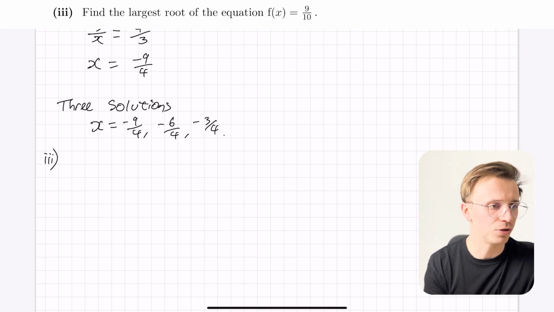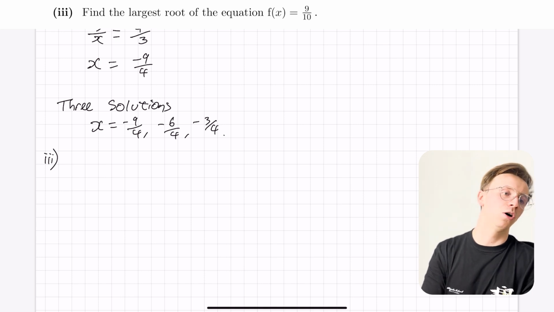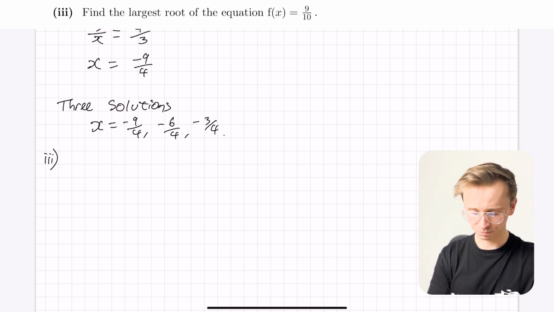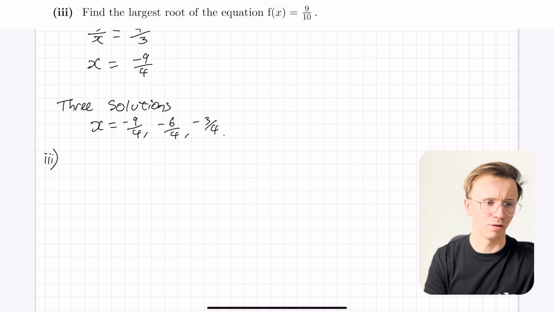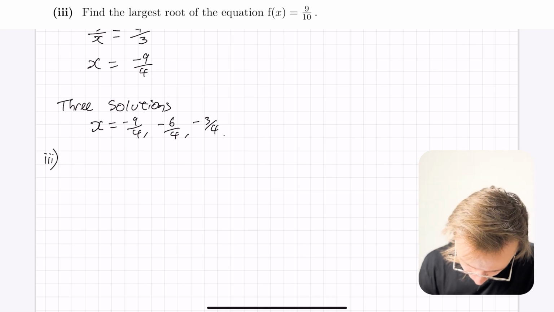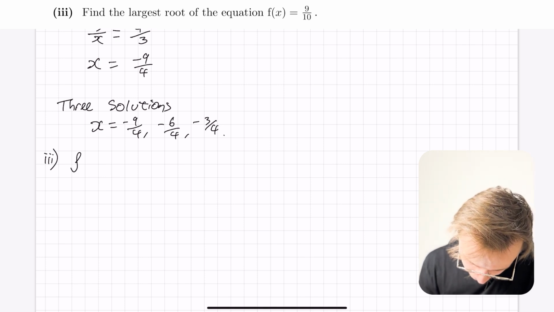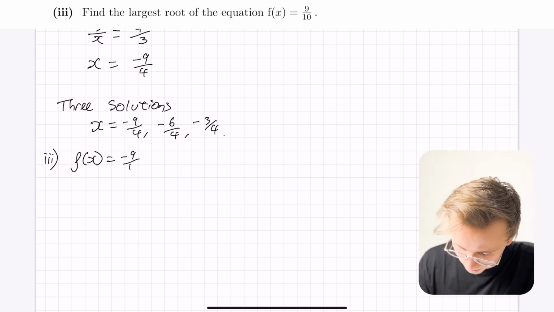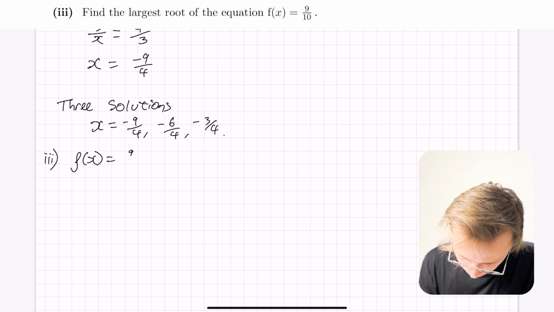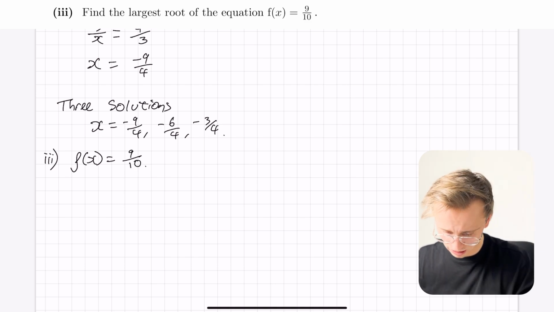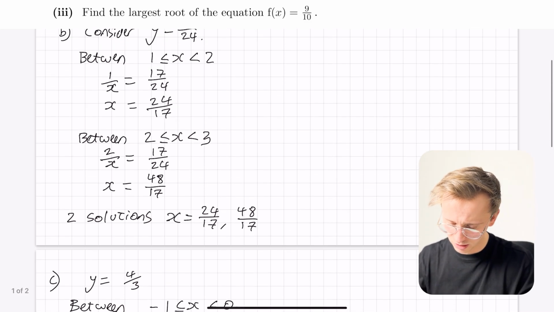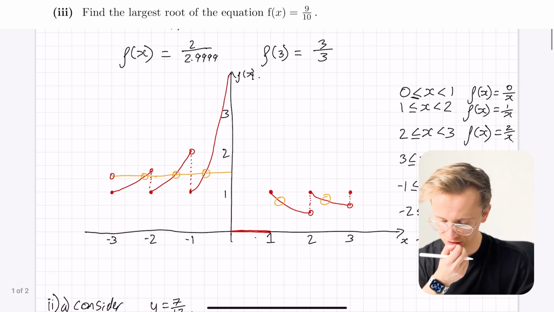So we want to find the largest root of the equation f of x equals 9 over 10. Okay, so they've slightly changed this one because we're not now looking at the graph. We are looking at finding the largest root of that equation. So we want to consider f of x equals, sorry, not minus 9 over 10, 9 over 10 itself. Okay, so what does that actually look like? Well, let me just scroll back up to the equation for a second.